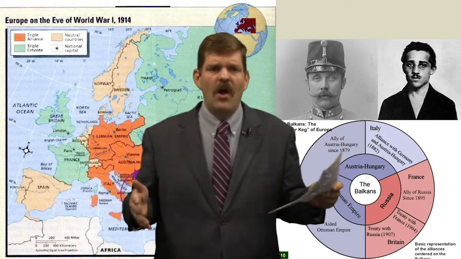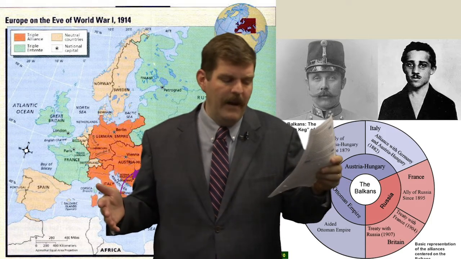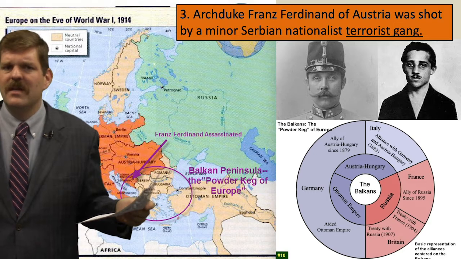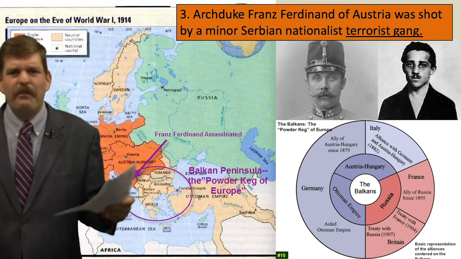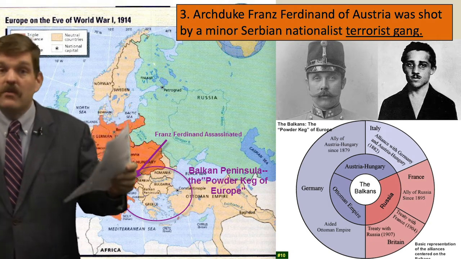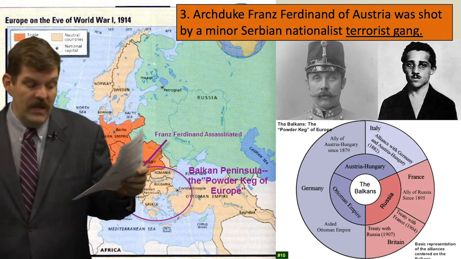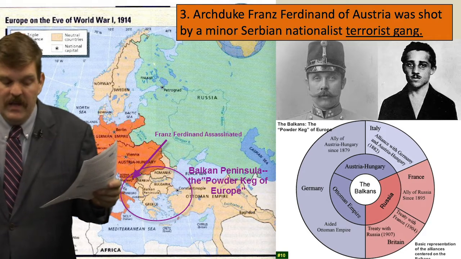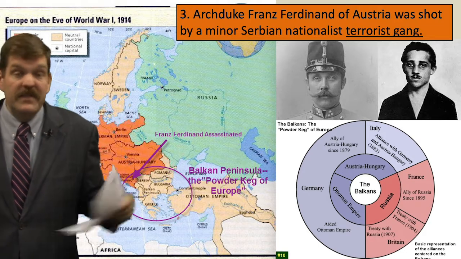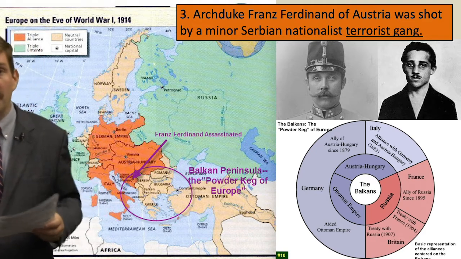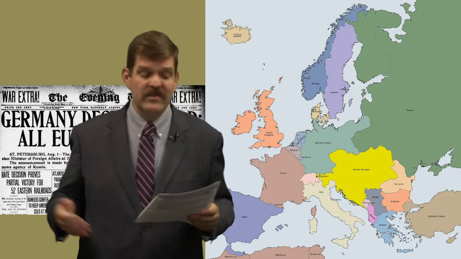Franz Ferdinand was the Archduke of the Austro-Hungarian Empire, and he was shot by a minor Serbian nationalist terrorist gang, kind of a poorly run terrorist gang, who assassinated Archduke Franz Ferdinand. In response, though, Austria-Hungary declared war on Serbia, expecting a short war against a small and kind of poor country, but the alliance system lit up its alarms and pulled one nation after another into the war. That takes us to Roman numeral number 5 as the fighting starts.